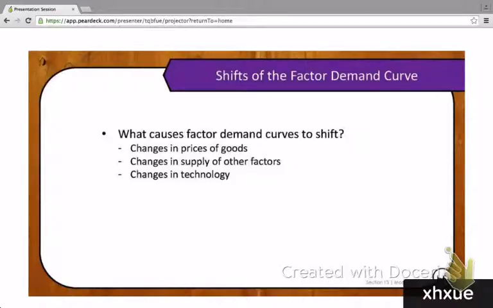And generally, there are 3 external variables that will shift the demand curve for a factor outward or inward. One is the changes in the prices of goods. And remember, demand for a factor is derived demand. So if the price of the product that is being produced with that factor changes, that's an important part of the value of the marginal product. If the price of medical services rises, even if nurses are not any more productive, the value of the marginal product of each nurse will rise.